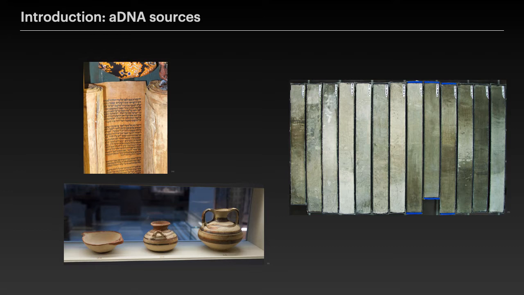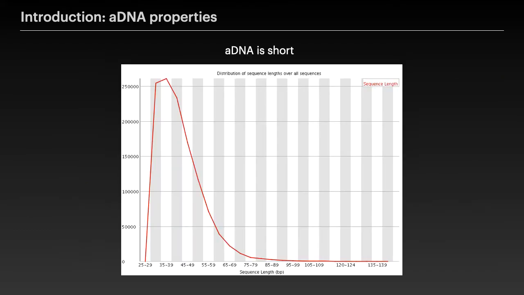The number of sources has increased with time, and this also expanded the applications of ancient DNA in other fields such as archaeology, paleoecology, forensics, etc. But what does it really make ancient DNA? What features does ancient DNA have? So we recognize three main characteristics. The first one is that ancient DNA is short.